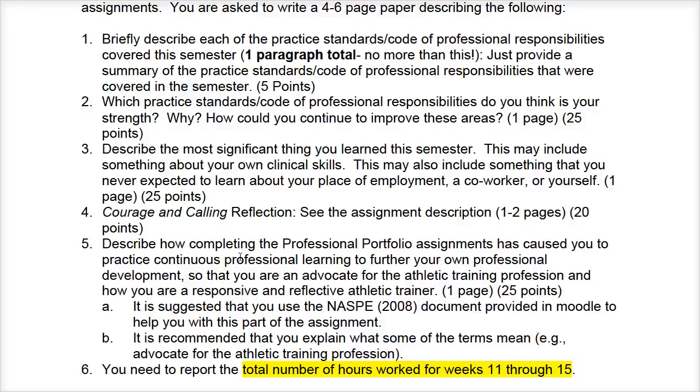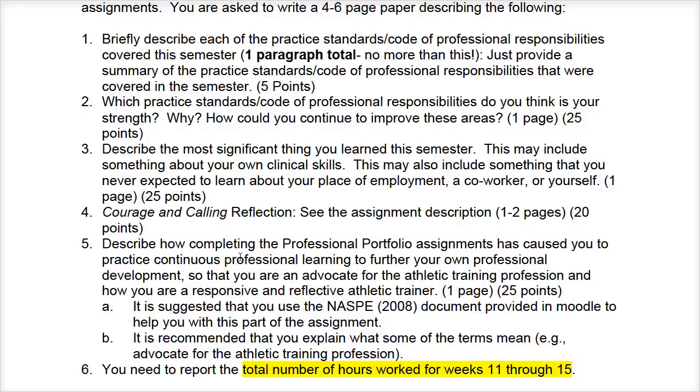Which one you love doing? You just kind of get energy out of doing it. We've talked about the strengths based philosophy and 777A. So that's kind of what I'm talking about here as a strength. What makes this your strength? Or it could be more than one. It could be several of the codes or practice standards. Why is it your strength, and how can you continue to improve in these areas?